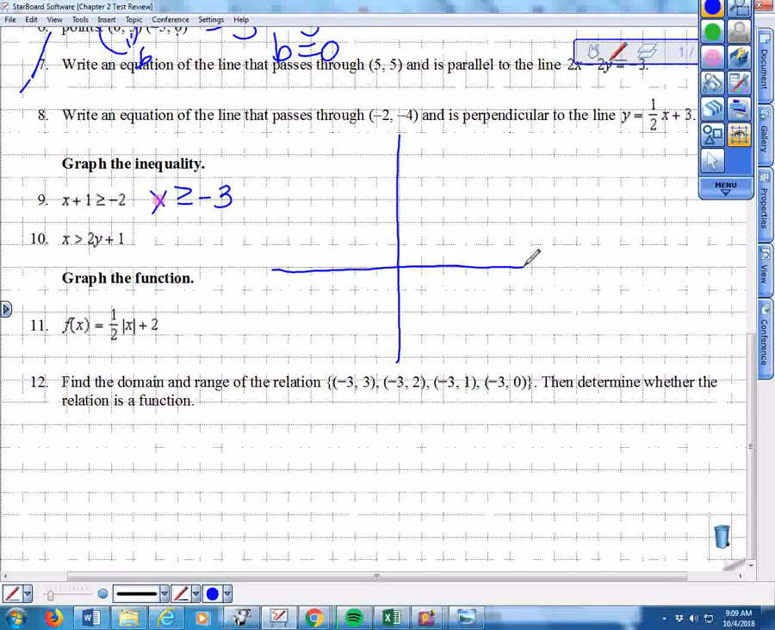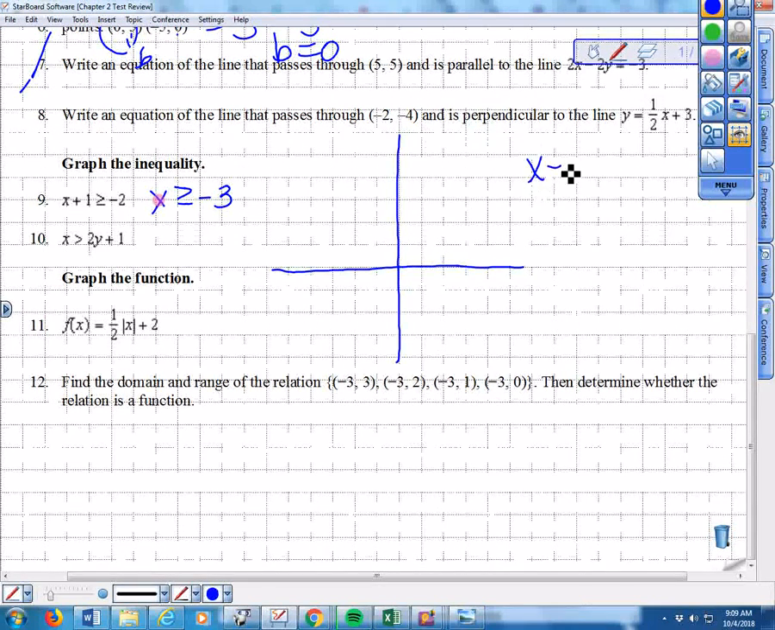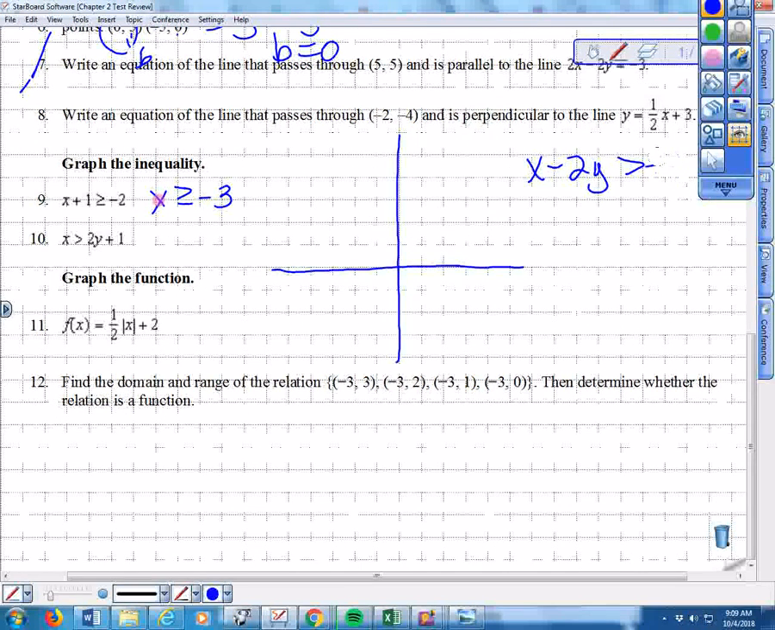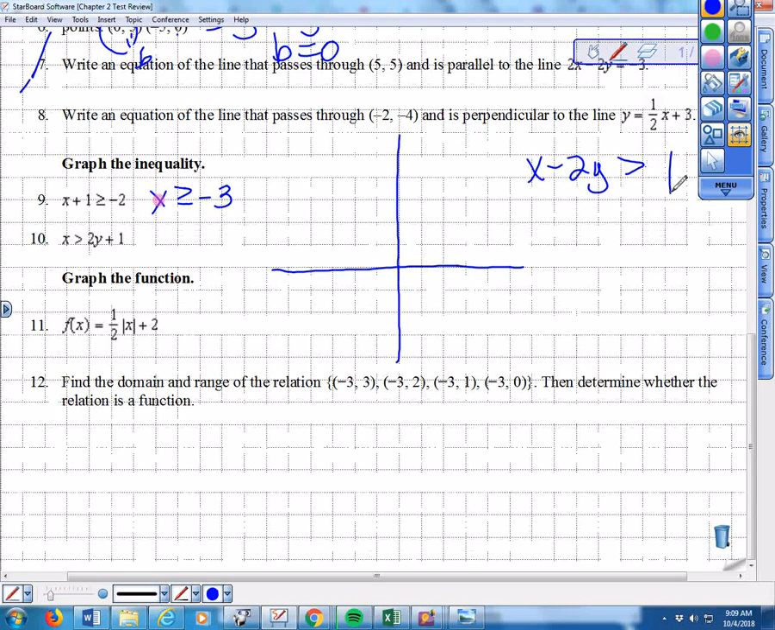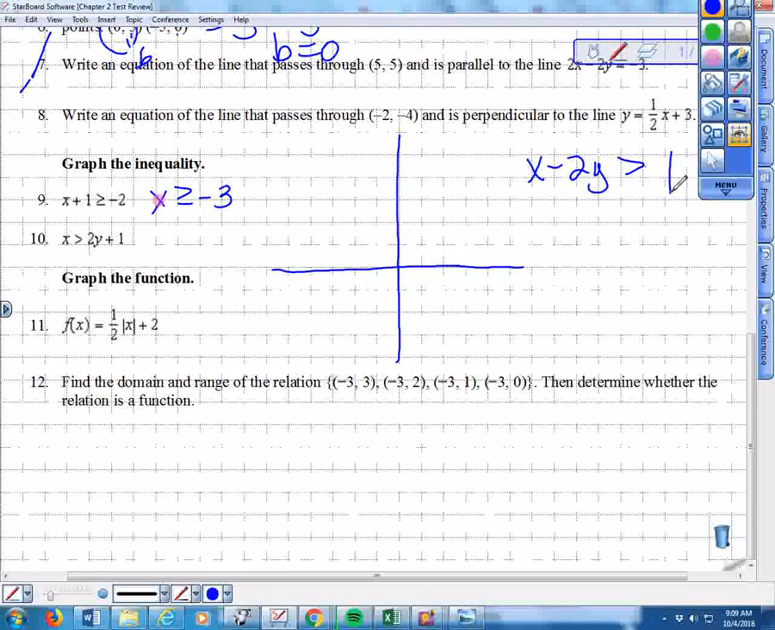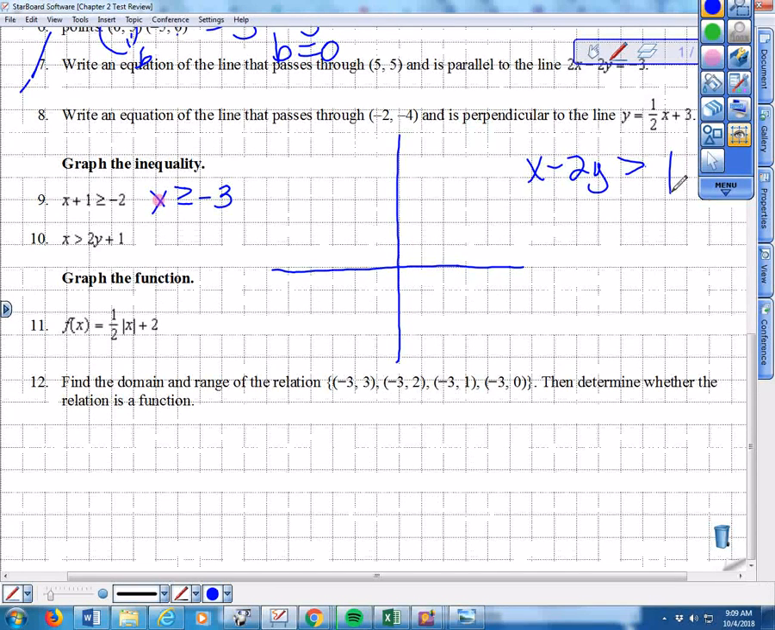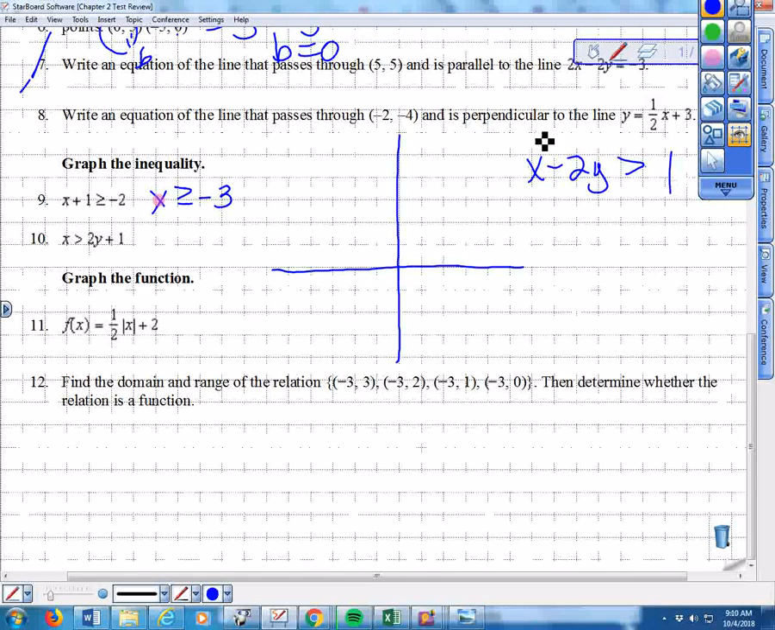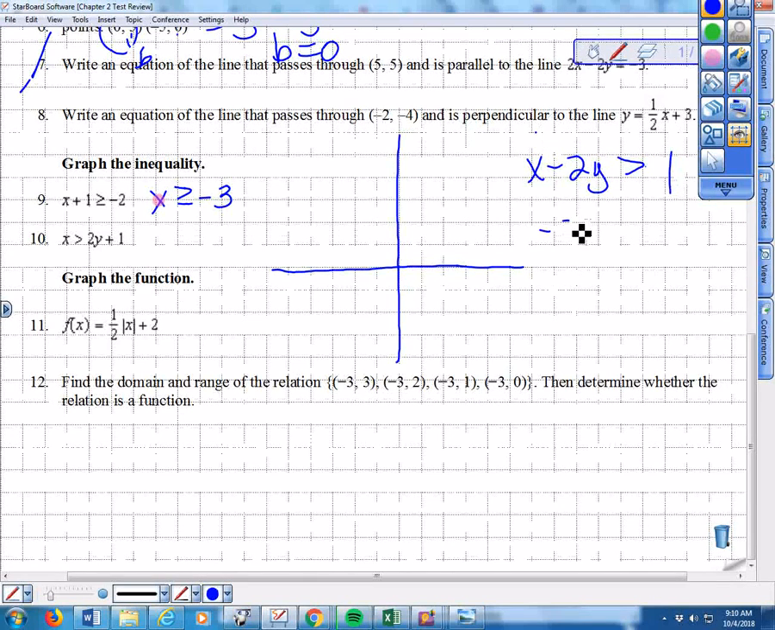But if I just move the 2y over, I have it in standard form. I don't need to put the plus there. Right? And to graph something in standard form, you just cover up the x and cover up the y. You just substitute 0 in for x and solve for y, 0 in for y, solve for x. So if I cover x up, I'm left with -2y is greater than 1.